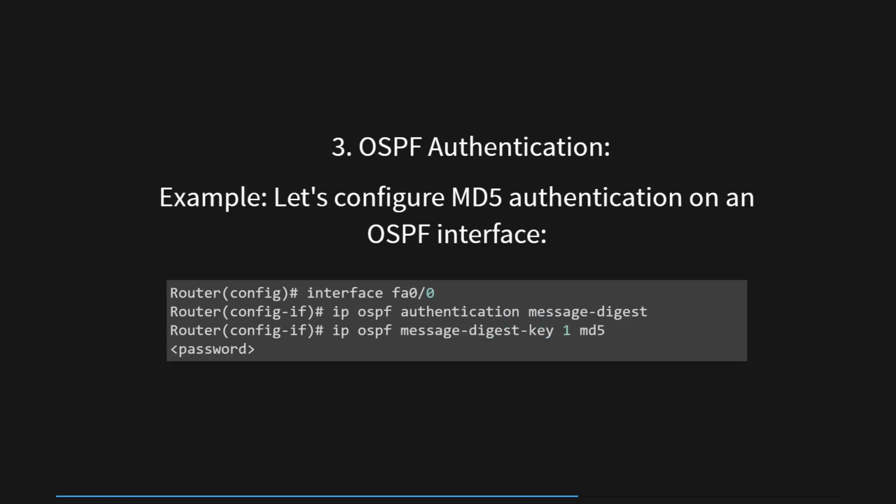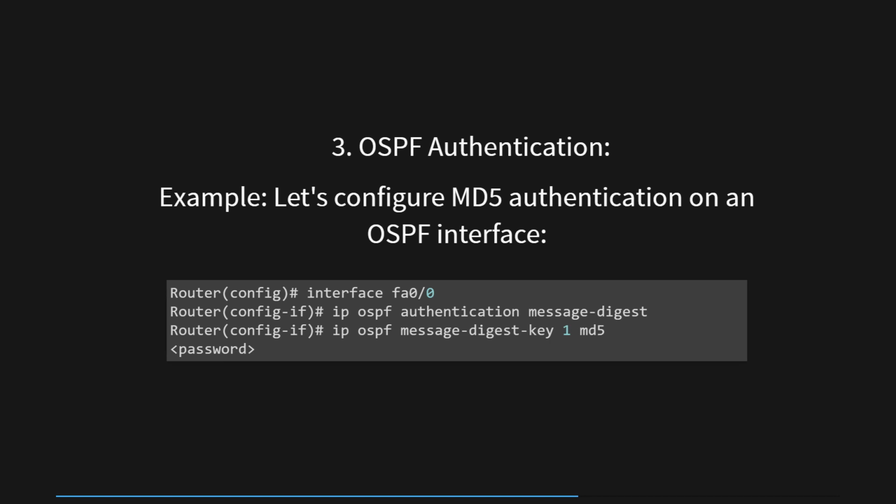To enhance the security of OSPF communications, the protocol offers authentication capabilities that allow routers to verify the identity of their neighboring routers. By enabling OSPF authentication, only authorized routers with the correct authentication key can participate in OSPF exchanges. In the provided example, we configure MD5 authentication on an OSPF interface. First, on the interface Fa0/0 of the router, we enable message digest authentication with the command ip ospf authentication message-digest.